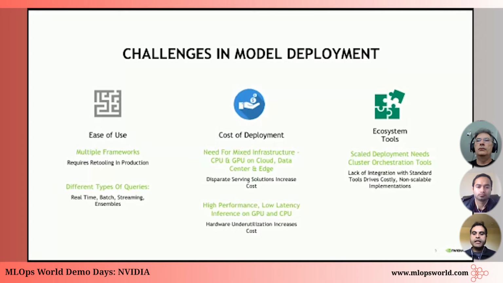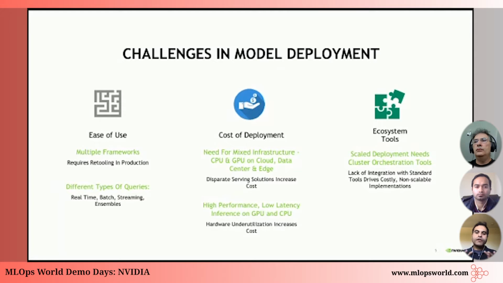The last but not the least is the ecosystem tools. As I mentioned, inference is where AI is actually deployed, and that's where the value of AI comes out for the business. In a production environment, there is generally a whole set of tools and software platforms in play. For example, if it's a cluster, you have a cluster orchestration tool, or a scaling tool, or a monitoring tool.